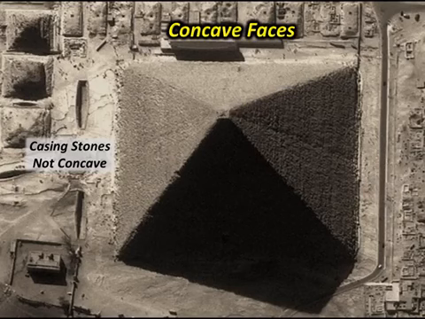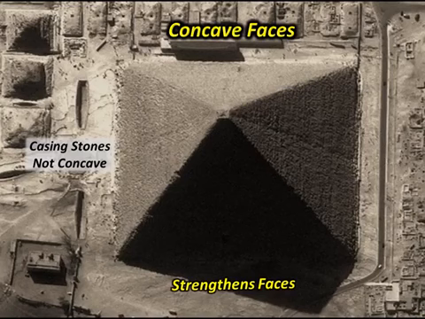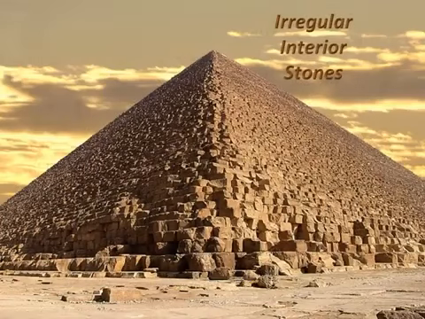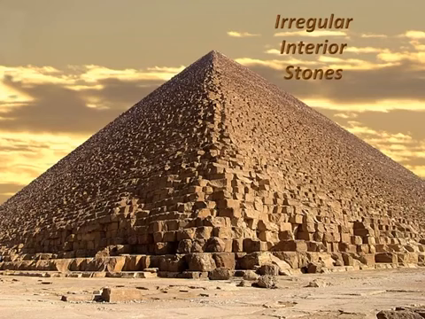The casing stones, however, did not have this characteristic. This strengthens the faces. We know this from engineering now. So we can run this through a computer design, and it's superior strengthening, and this is one of, I think, 2 pyramids that has this characteristic. We look at the irregular interior stones. So we're not seeing that smooth casing. This is the stones on the interior, and they seem kind of rough cut.